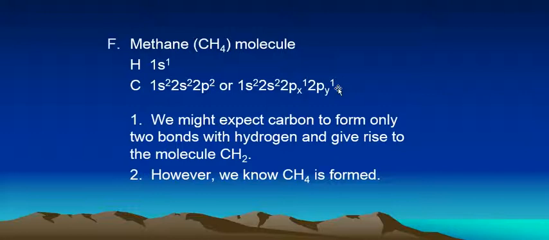Methane, CH4. Hydrogen's 1s1, it's going to overlap with carbon. I've separated the carbon's 2p into 2px and 2py to show you that there are single electrons in those two orbitals. Now, since there are only two orbitals with a single electron, we might expect carbon to only form two bonds. But we know that CH4 is formed. We know that there are four bonds in CH4.